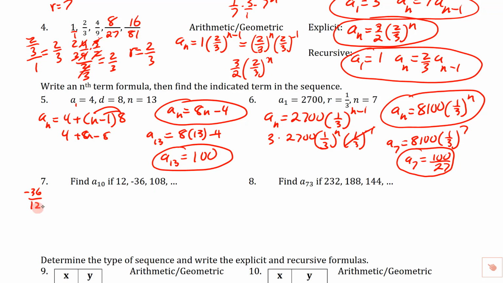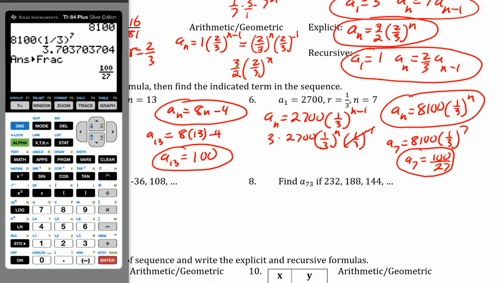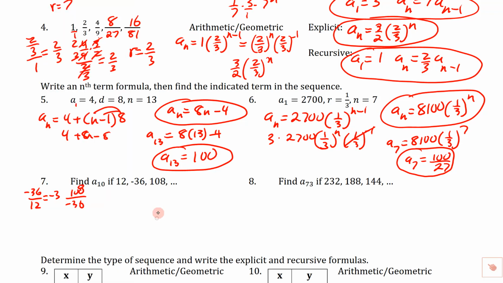Take any term and divide by the one before it. So that's going to be a -3. Let's take 108 and divide by -36. Get a little calculator help on that one. So 108 divided by -36, we get -3. Okay, so the common ratio on this one is -3. So we're going to write down a sub n is the first one, 12, and then negative 3 raised to the n minus 1. It's n minus 1 common ratios here.